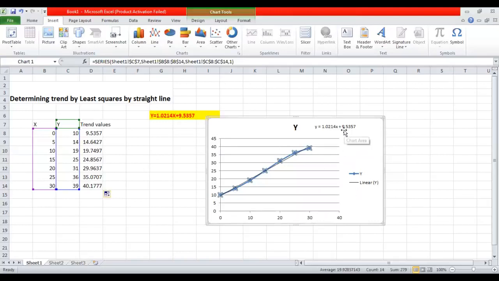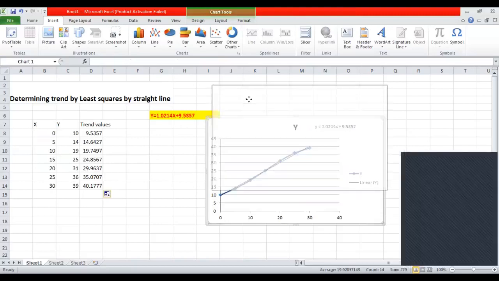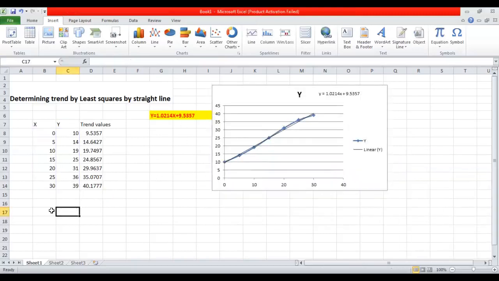Then we get one equation, this equation. So I've written this equation here. In this equation, by substituting the different values of x, we get the required trend lines. So this is the straight line. Similarly, we will do the parabola also. So note down the question.